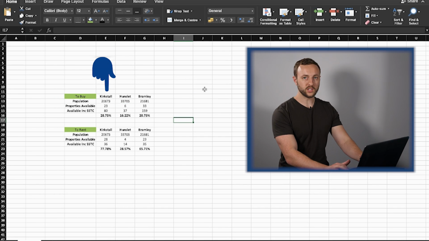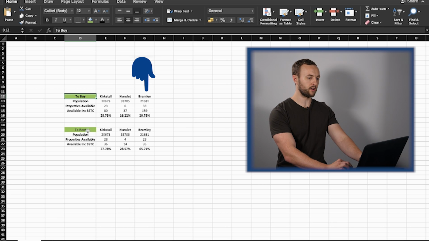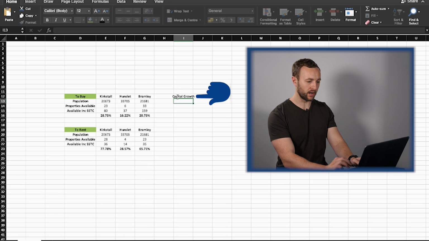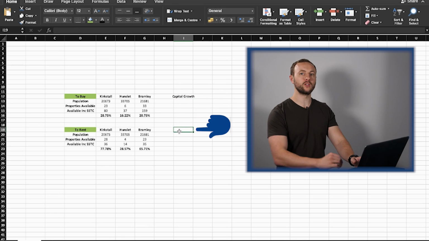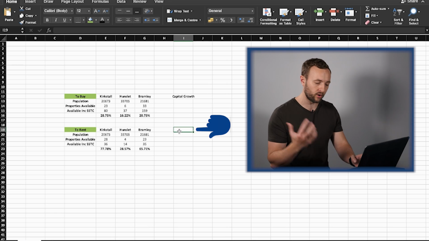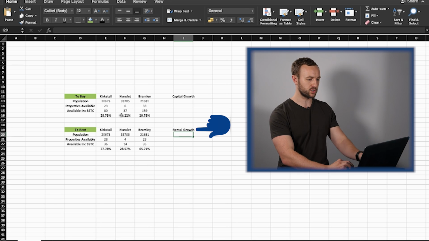Okay, so we've got these 3 areas looked at now, and this is where it's going to be really important. And remember, we are looking at both of these from a capital growth perspective with the to buy analysis, and we are looking at the return on capital and the potential for an increase on the return of our investment from the rental growth perspective on the to rent section.